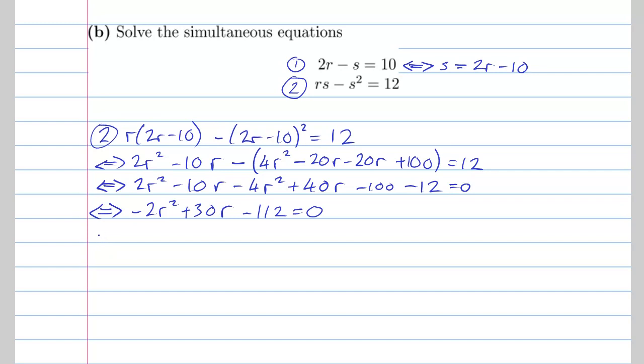We can simplify this a little bit before we go any further. I'm just going to divide everything by 2, so we have minus r squared plus 15r minus 56 equals 0. And I'm also going to change the signs of all these. If you want to think of it as bringing everything over to the other side or multiplying everything by minus 1, either way it will work. So I've got r squared minus 15r and a plus 56, which all total 0.